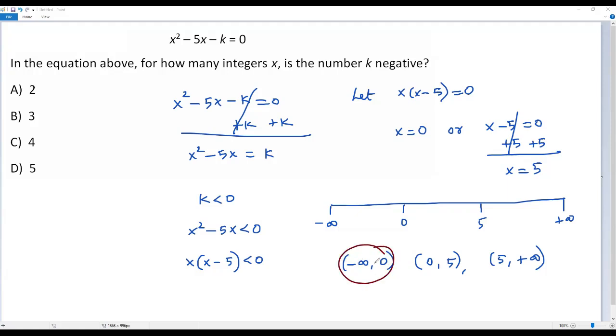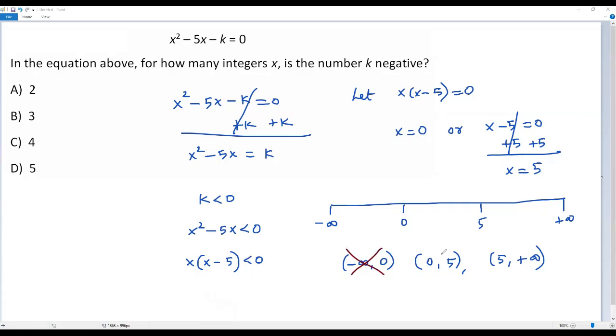Okay, now let me take the first interval. I'm going to take a random value between negative infinity and 0. Let me take −1 and plug it in for x. In this inequality, I'm getting −1 times (−1 − 5), which is −1 times −6. When I multiply −1 and −6, I'm getting positive 6 less than 0. Actually, it is false because a positive value cannot be less than 0. So the value I took in the first interval does not satisfy this inequality. We can reject this one.